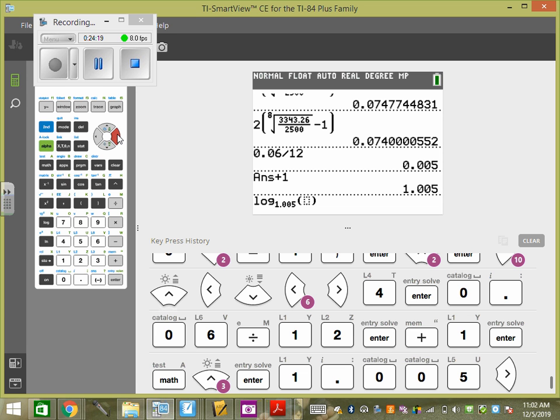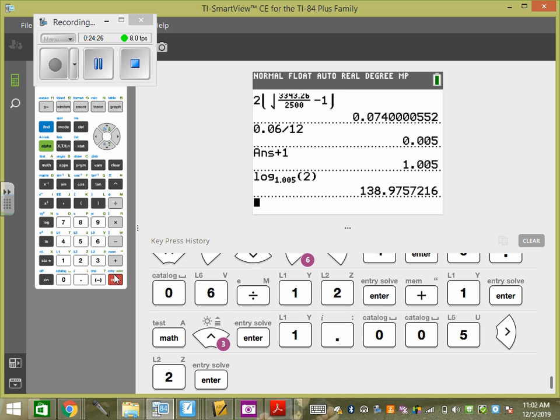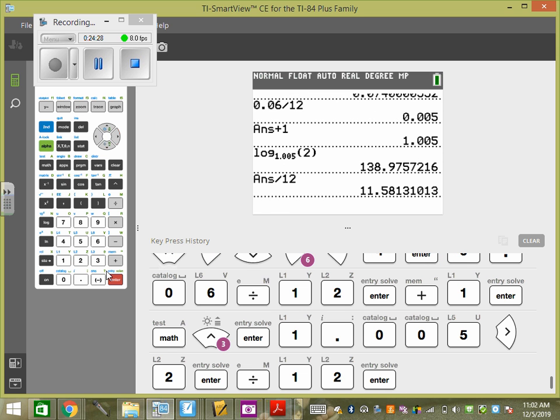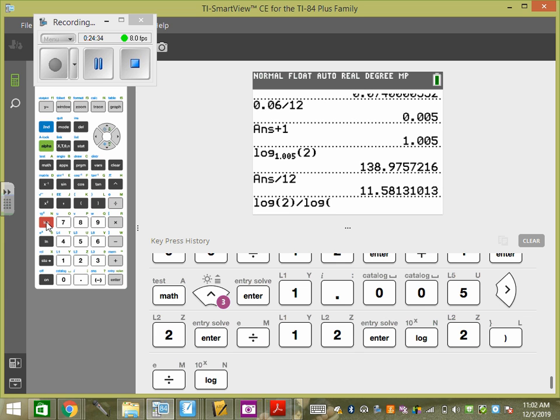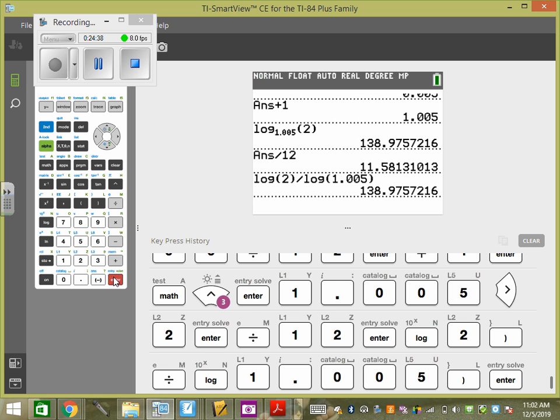Was it a 2? And then I divide by 12. So that's one way. If I have the other calculator, I'm going to have to go log 2 divided by log 1.005, because that's the only way you can type it in. Enter, divided by 12.